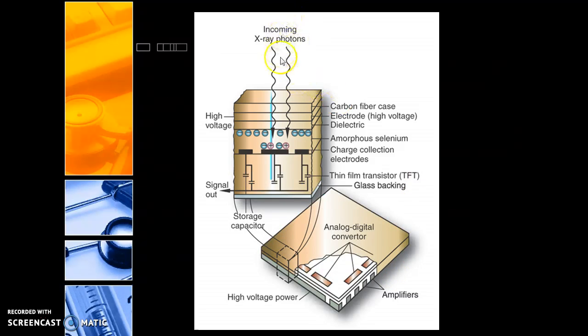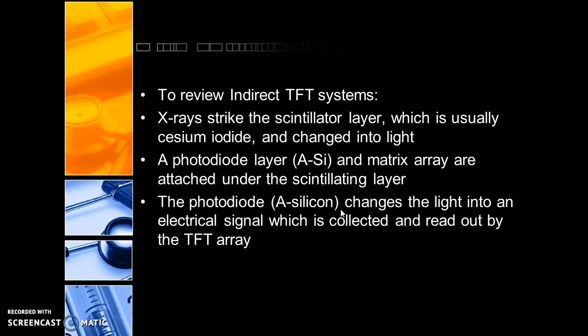So the incoming X-ray photons hit this amorphous selenium. There's a voltage applied across the top which helps to guide them down into these thin film transistors, where they again are momentarily stored and immediately read out in order, and then the image of course comes right up on the screen. So there's no processor or cassette processing like there would be in CR.